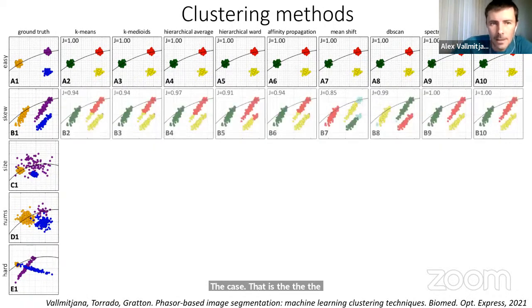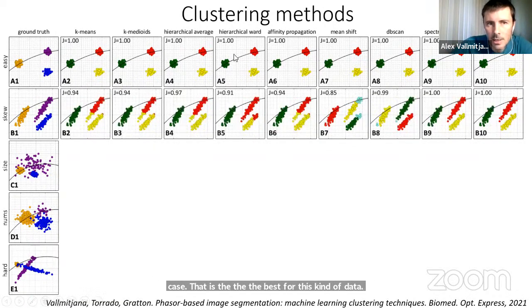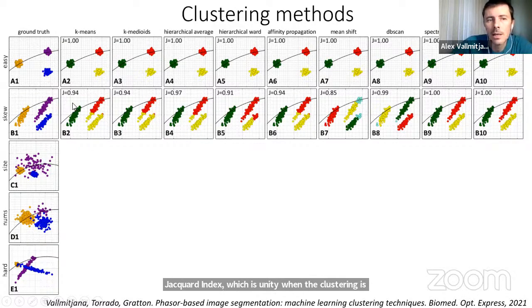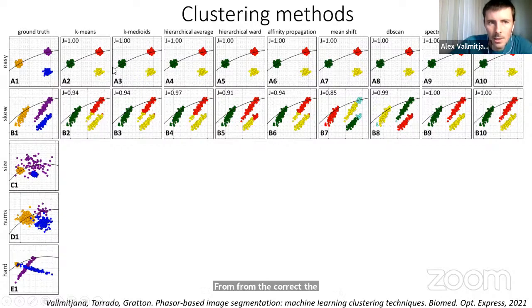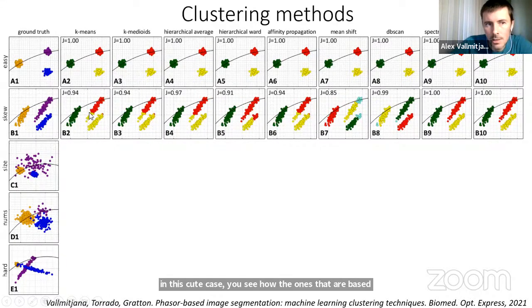So as you see, I am reporting this number, the Jaccard index, which is unity when the clustering is perfect. So in the top case, they all succeeded. Every point is assigned to the correct cluster. And it goes below unity as you start to diverge from the ground truth. So, for example, in the skewed case, you see how the ones that are based on distances tend to mess up because the tail of this cluster here is closer to the centroid of the cluster below. So it makes sense that these are messed up.